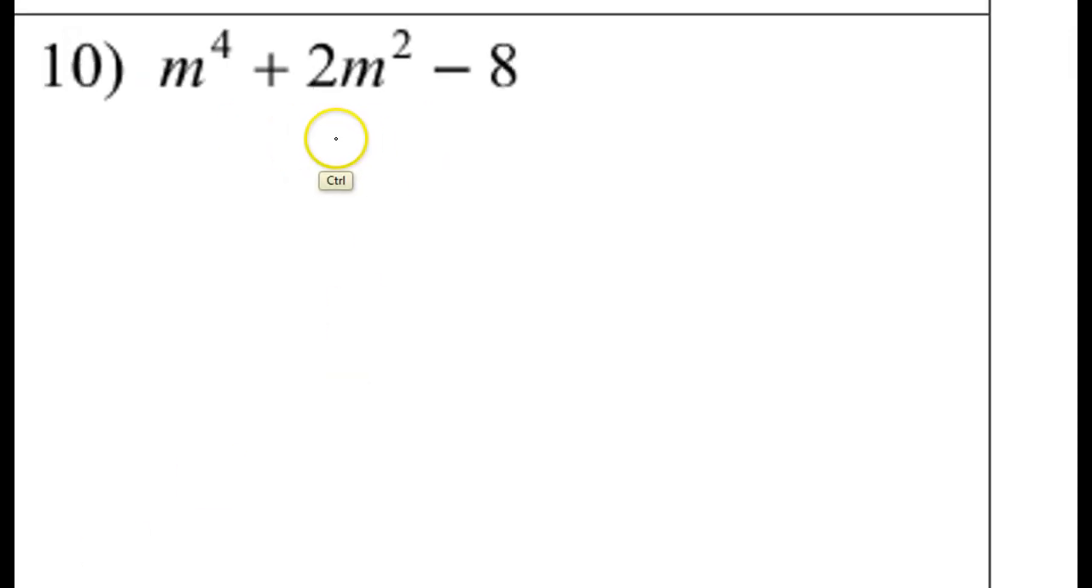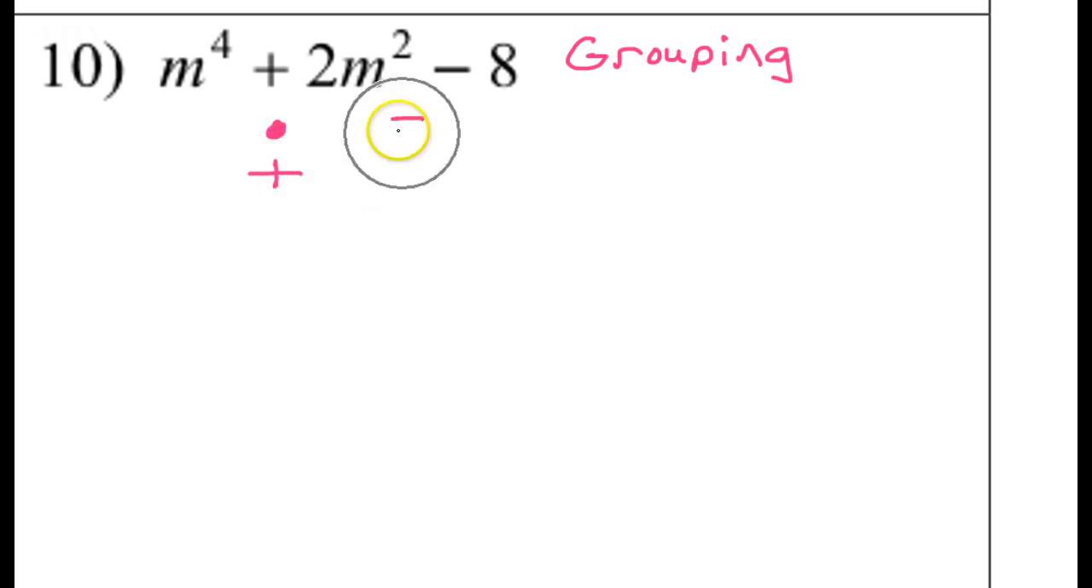Okay, here's another trinomial. So we either do the box method or the grouping method. On the last problem we did the box method, so this time I'm going to do grouping. First we look and see, is there a common factor? Nope, there's no common factor. So then I move on to finding a product and a sum involving the same numbers. The product has to be A times C. 1 times -8 is -8. The sum has to be the B value, so that's 2.